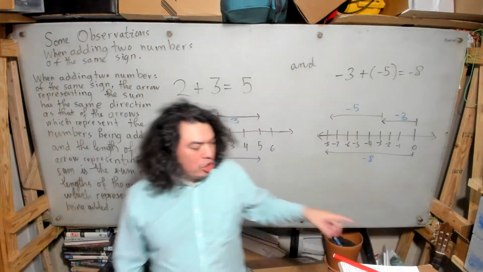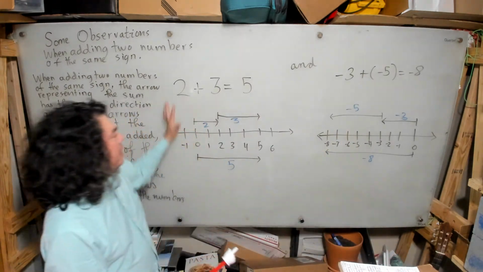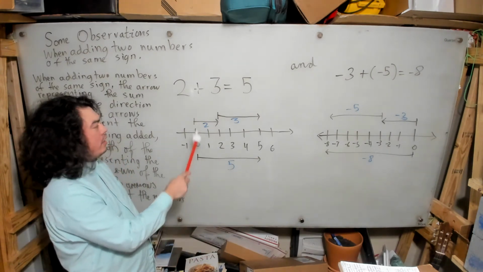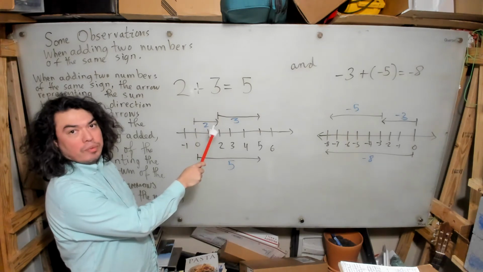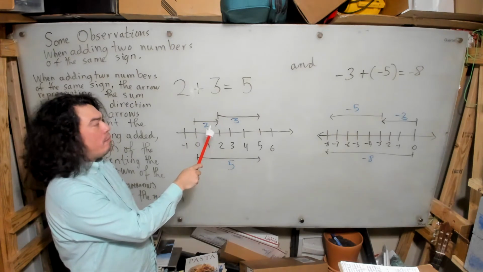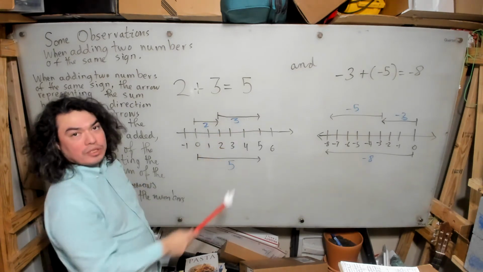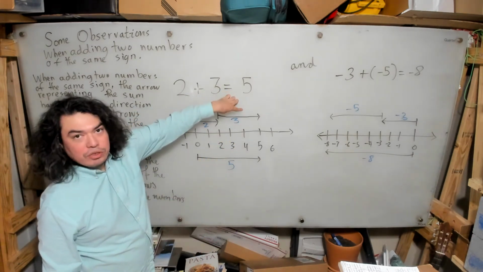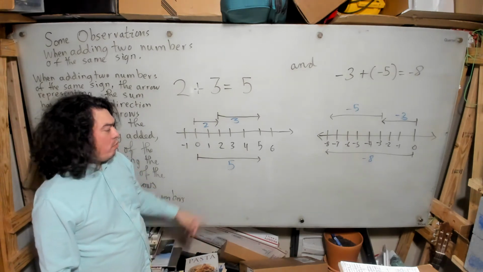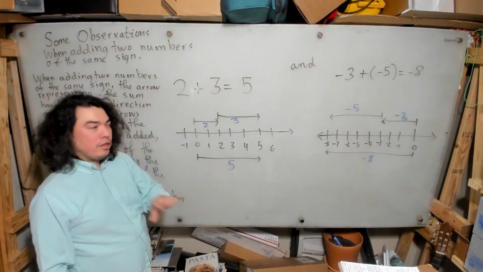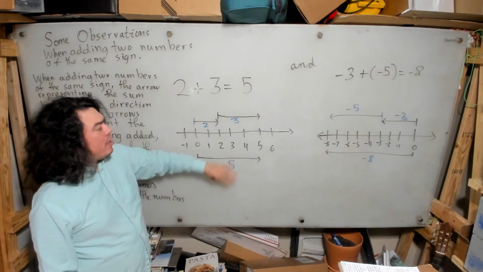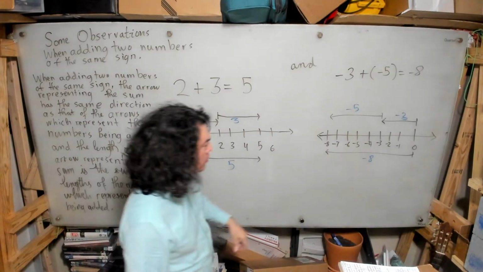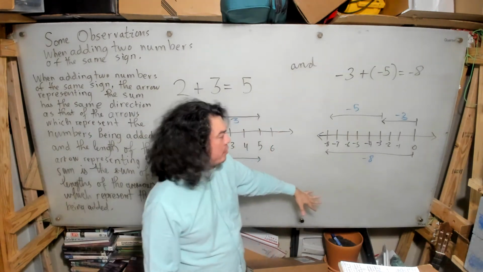Right? Look here at this example, as we already mentioned. What's the length of the arrow which represents the sum? It's the length of this arrow, which represents one of the numbers being added, the 2, plus the length of this arrow, which represents the second number being added, which is 3, right? The length of this arrow is 2, the length of this arrow is 3. We add 2 plus 3, we get 5, which is the length of this arrow. And the direction of the arrow representing the sum is in the same direction as that of the numbers being added, right?